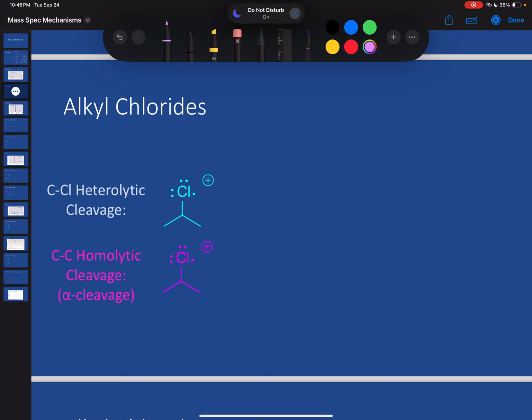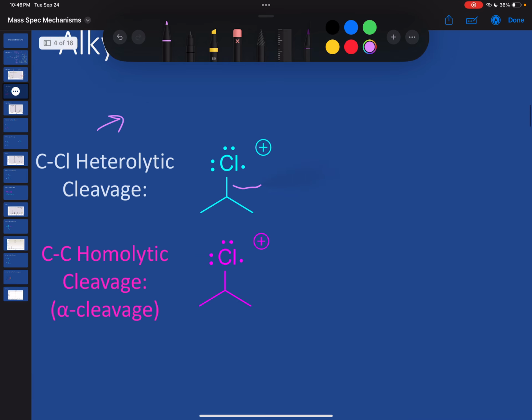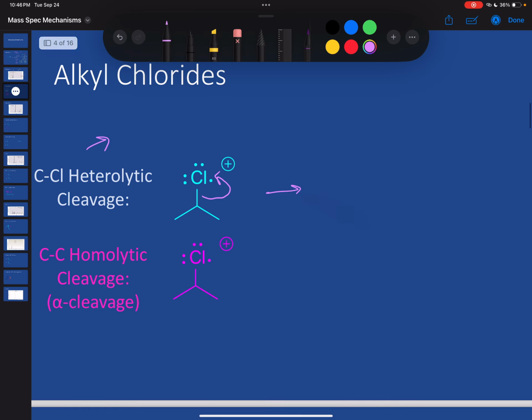All right, so video number 2, we're going to move on to our alkyl chlorides. We talked through the idea that if we're doing heterolytic cleavage back in video 1 with bromine, heterolytic cleavage is where we're pushing both of those electrons. So chlorine is also going to have heterolytic cleavage, where we do that exact same process of breaking the carbon-chlorine bond and giving those electrons to chlorine. So our first fragment that we will have is going to be that carbocation.